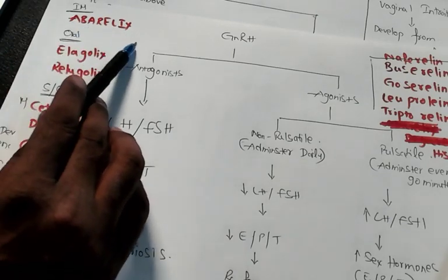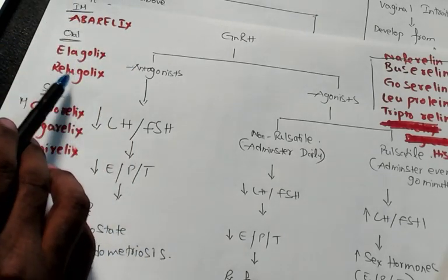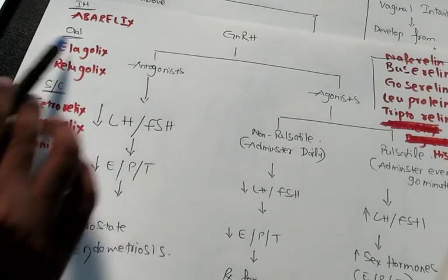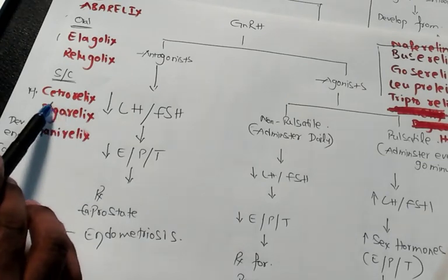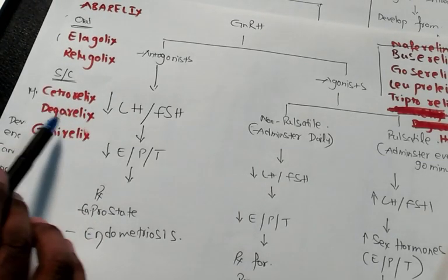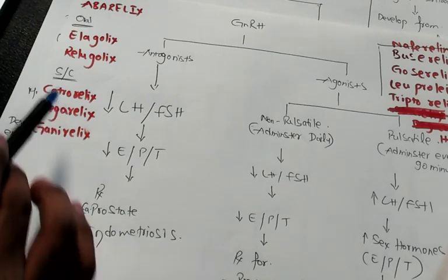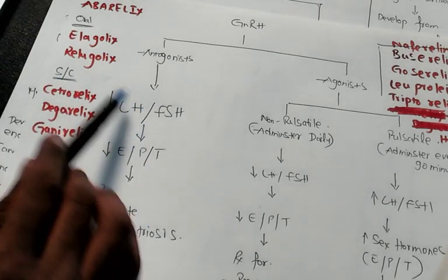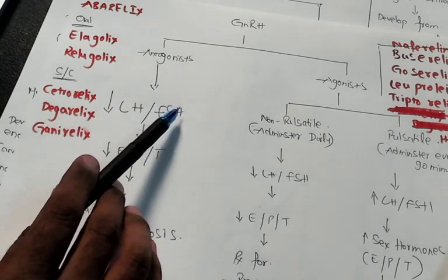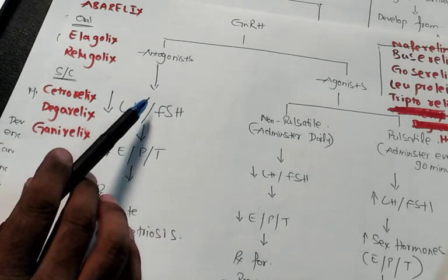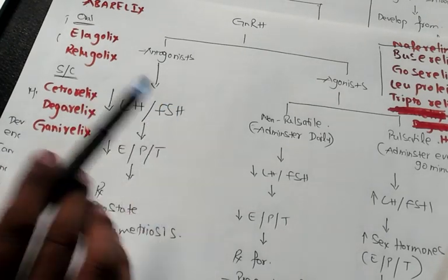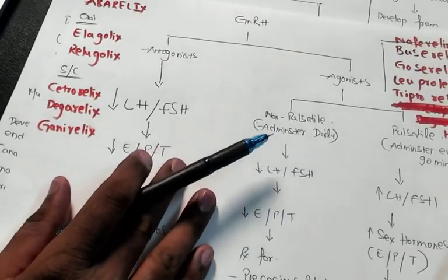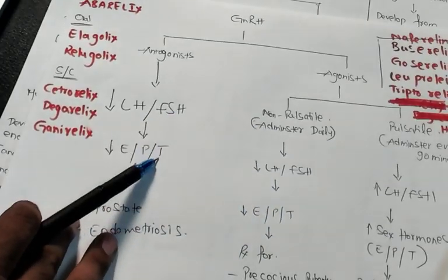Now, these GnRH antagonists differ by the route of administration. We give Abarelix intramuscularly, Elagolix and Relugolix orally, Cetrorelix, Degarelix, Ganirelix subcutaneously. You should not forget. If you see the recent AIIMS, PGI, NEET PG, JIPMER, FMGE, this is a very important topic, right? So you should be very sure.